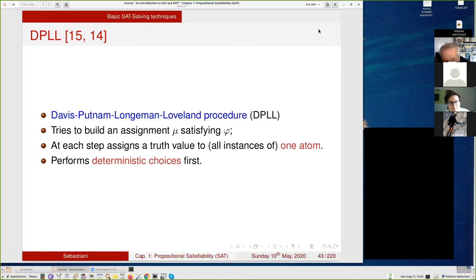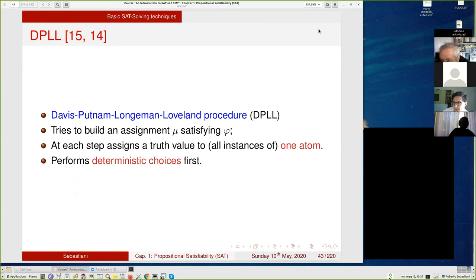The idea is that you try to build recursively an assignment satisfying the formula. But unlike the previous cases where you try either to break single connectives or to resolve clauses, the idea is that at each step you try to assign a truth value to one single atom, in the sense that to all instances of one single Boolean variable. As usual, I will use indifferently the expressions atom, Boolean atom, Boolean variable, proposition, etc. This is standard practice in the community.